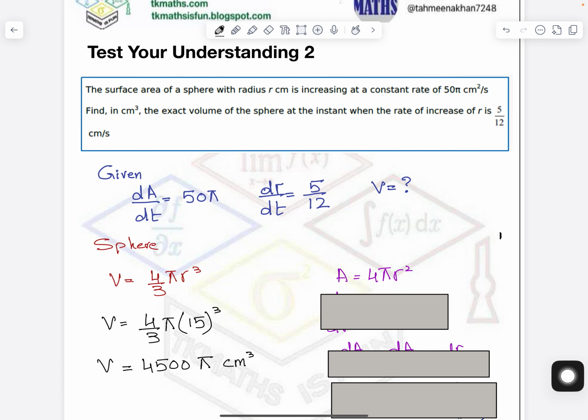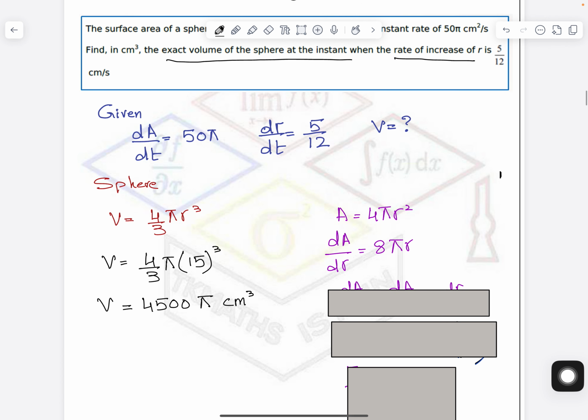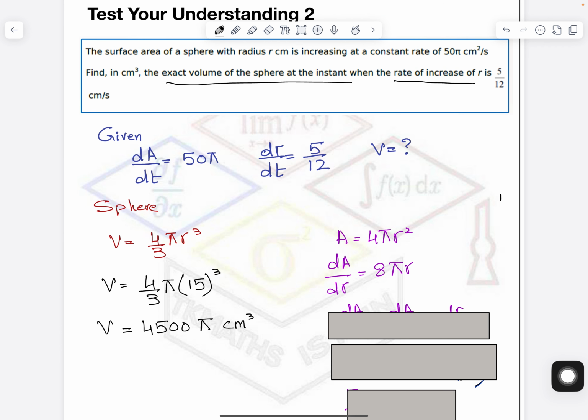Okay. And area is also given to you here, because what you have to find out here is the exact volume of the sphere at the instant when the rate is increasing at this time, right? 5/12. So I hope no confusion. This 5/12 is the rate of change. The point here is, how did I get 15 here? I will show you from working here now.